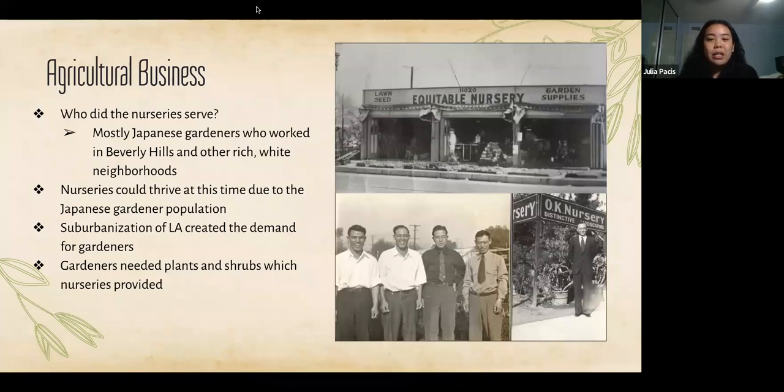And on the right, we can see the Equitable Nursery and the OK Nursery. These have since closed, but there are still some nurseries in Sawtelle, Japantown today that are open.